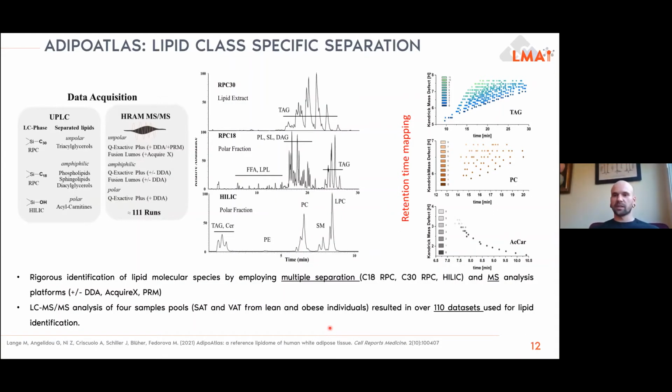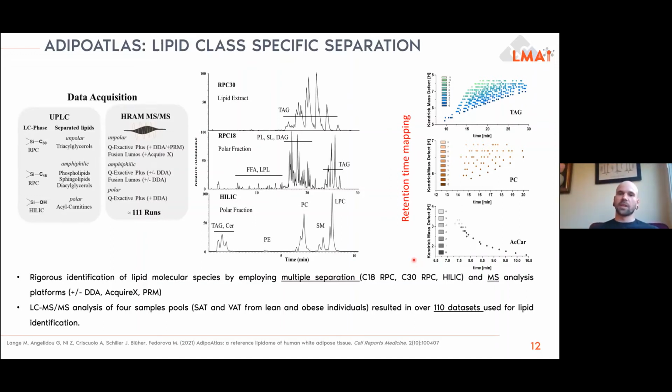And as I said, we wanted to be here non-discriminative. So we used untargeted methodologies, conventional data-dependent acquisition, but also deep scan acquisition modes like AcquireX technology. And for the ones that were very low abundant, we also used targeted parallel reaction monitoring approaches. And you can see in the middle the chromatograms arising from these analyses. And you see that with the different kinds of chromatographies, we are also able to separate isomers from different types of lipids. And then on the right-hand side, you can see the retention time mapping that we have performed.